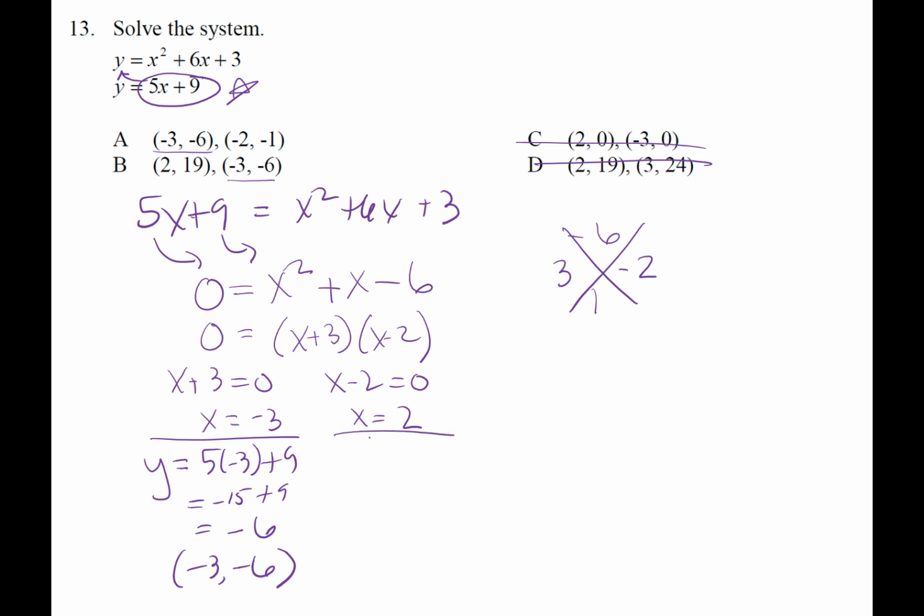Then I got to plug in a 2. So again, I'm going into the 5x plus 9. So y equals 5 times 2 plus 9. 5 times 2 is 10, plus 9 is 19. So it looks like my other point is (2, 19). So it's definitely looking like answer choice B.